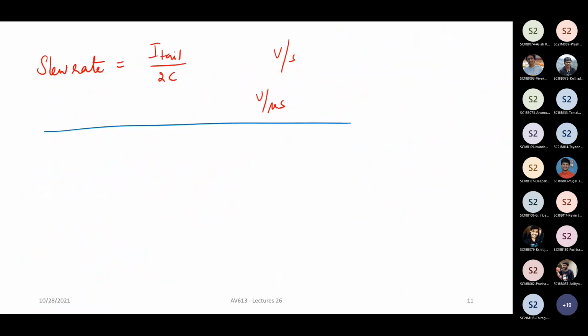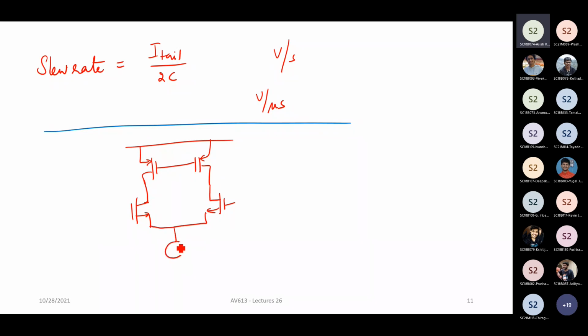Now, just before I conclude, I want to talk about slewing even in a 5 transistor OTA. But first, yes, it can be expressed in volt per microsecond and so on. For example, if you say it is 1 volt per microsecond, the slew rate is actually 10 to the power of 6 volt per second. So usually you will see this kind of units being used in op amp datasheets.